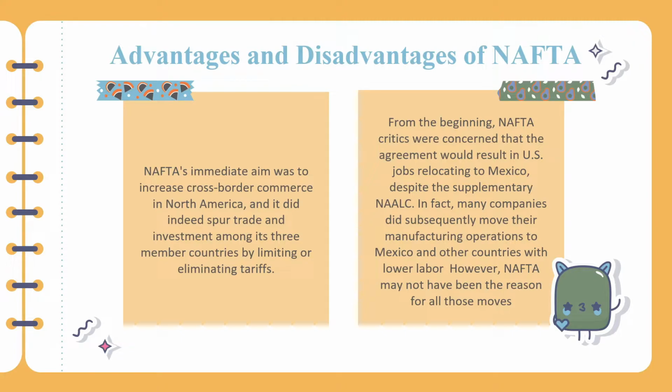And then we have advantages and disadvantages of NAFTA. NAFTA's immediate aim was to encourage cross-border commerce in North America, and it did indeed increase trade and investment among its three member countries by limiting or eliminating tariffs. From the beginning, NAFTA critics were concerned that the agreement would result in U.S. jobs relocating to Mexico, despite the supplementary NAALC. In fact, many companies did subsequently move their manufacturing operations to Mexico and other countries with lower labor costs. However, NAFTA may not have been the reason for all these moves.